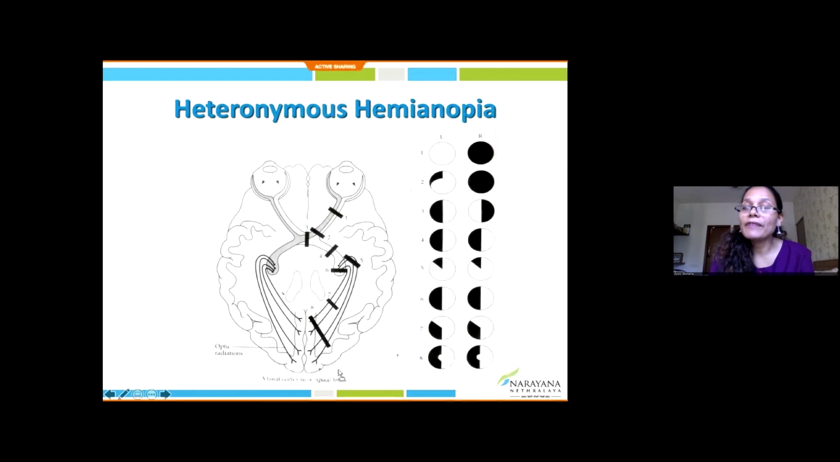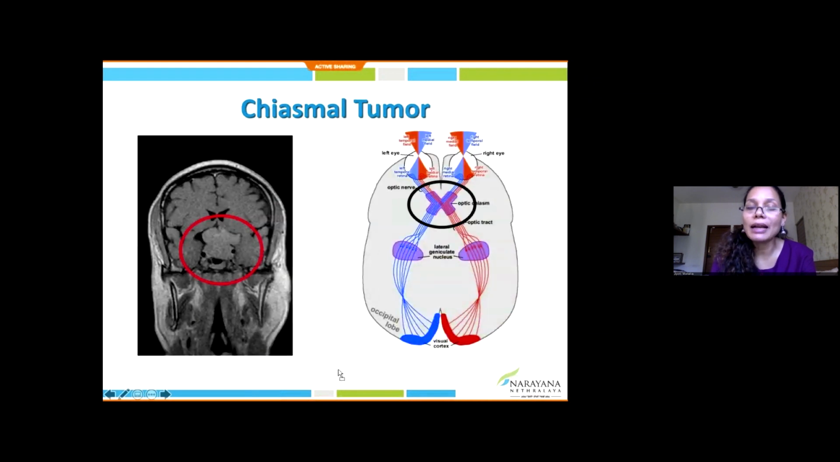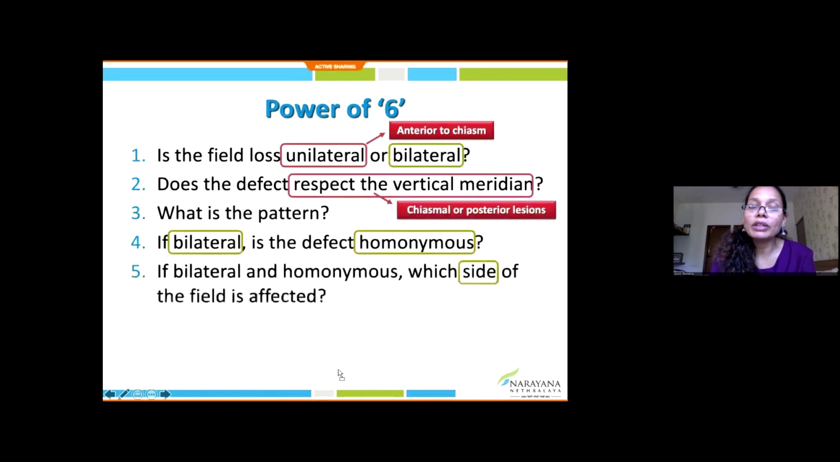Now, what we have spoken up to now is about homonymous hemianopia, which means to the same side the defect is. But what is heteronymous hemianopia? What you notice here, it is the same field, which in this case is a bitemporal hemianopia. Both the temporal fields of each eye are involved. And when you have that, it is only a chiasmal tumor involvement. Like in this case, you can see the tumor pressing on the chiasma, you get a bitemporal hemianopia. So now we've already reached the site.